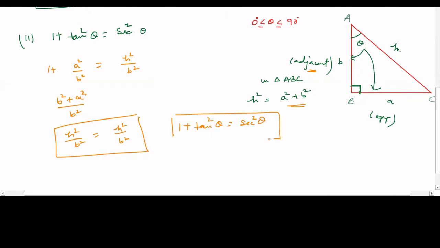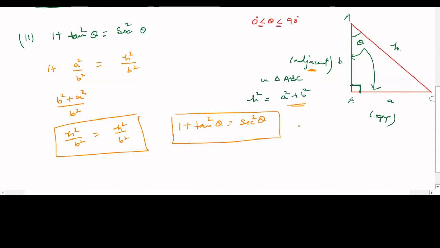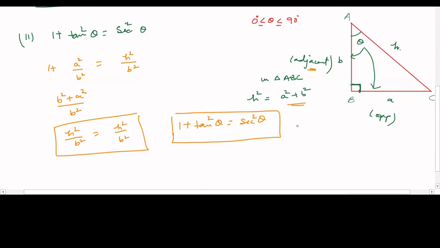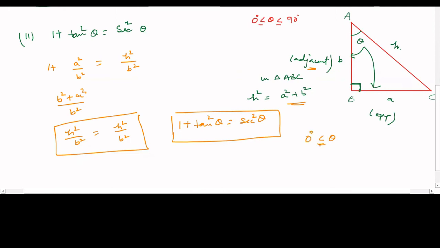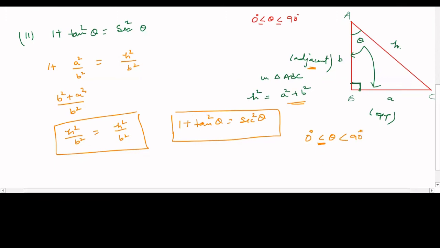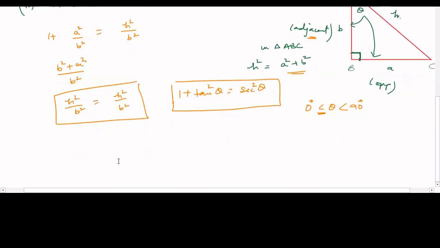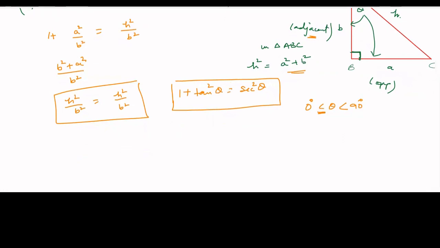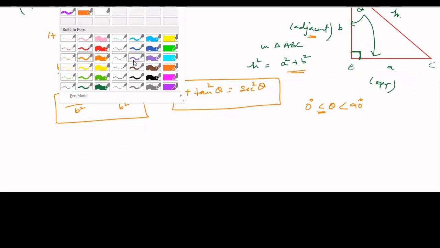So this identity is true for all the values of theta except at 90, because at 90 tan and sec are not defined. So my theta ranges from 0 degrees, inclusive, but strictly less than 90 degrees. You can put any other value of theta and check it. This relation is true, and you can do more verification of this result using more values of theta.